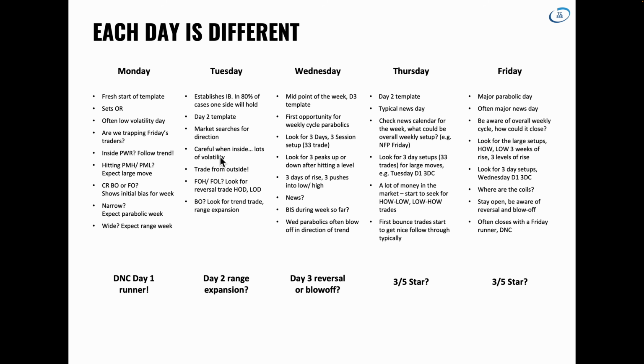Especially be careful on Tuesdays when it's inside. There's lots of volatility. You can easily be trapped. That's the most important day to be very careful and trade from the outside. So really wait for it to show you a fake out high, fake out low. Look for reversal trades, high of day, low of day, or breakout. Look for trend trades, range expansion. So the typical trade on a day 2 on Tuesday is the range expansion trade. If you look at reversals, I typically wait pretty long for the reversal.